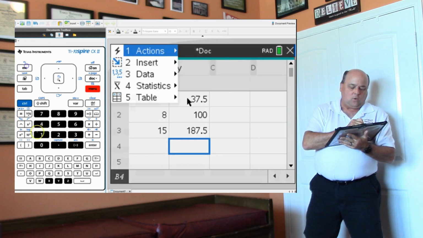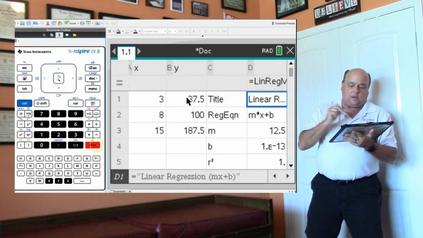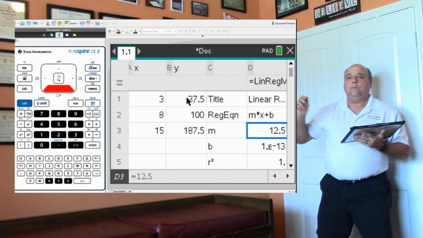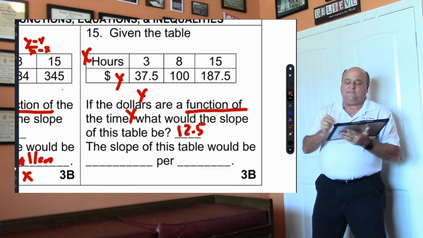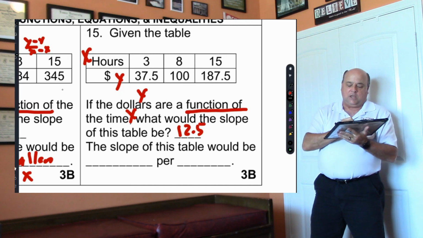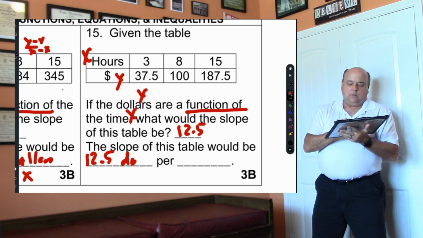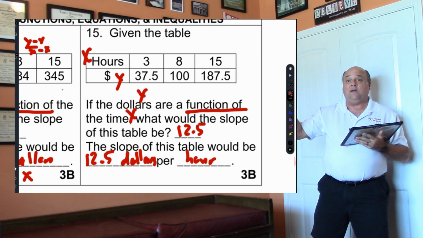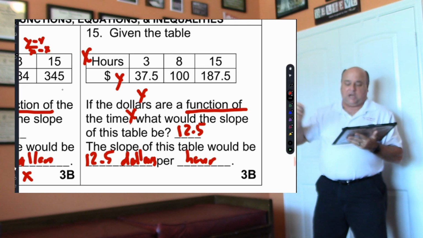Menu 413, x down, y down, enter. And here is my slope, which is 12.5. So my slope is going to be 12.5. I'm going to go here, my slope's 12.5. And remember, we have to write that out in words. It would be 12.5. My y is dollars per hour. So in 1 hour, I will earn $12.5, or $12.5 per hour. The 12.5 is called the constant rate of change.